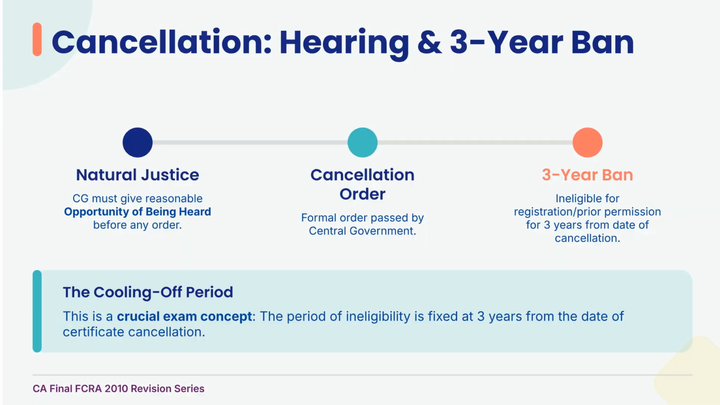This reflects the principle of natural justice, ensuring that the organization gets a chance to explain its position before any adverse decision is taken. Once the cancellation order is passed, a significant consequence follows. The organization becomes ineligible to apply for fresh registration or prior permission under the FCRA for a period of 3 years from the date of cancellation. This 3-year cooling-off period is a favorite examination point and should always be remembered along with cancellation provisions.